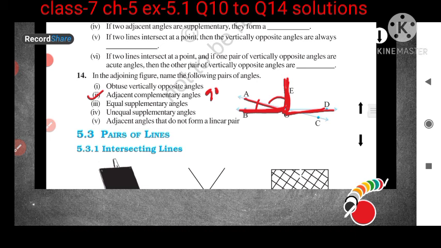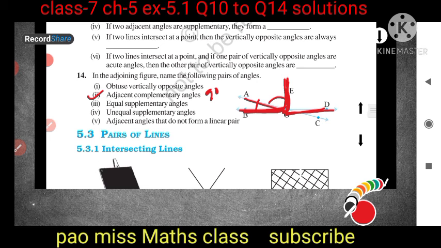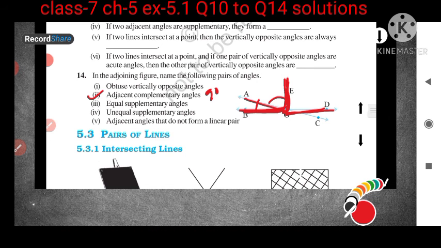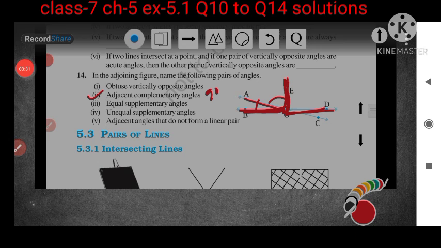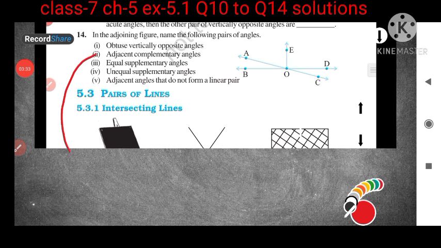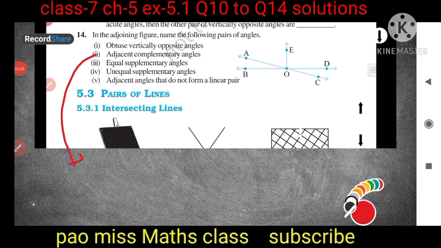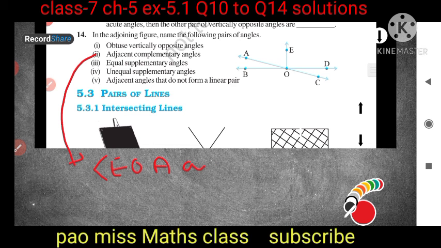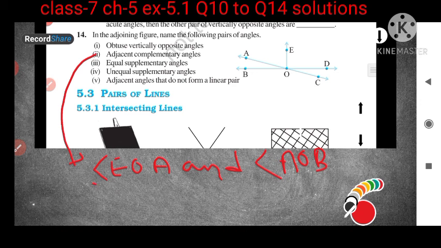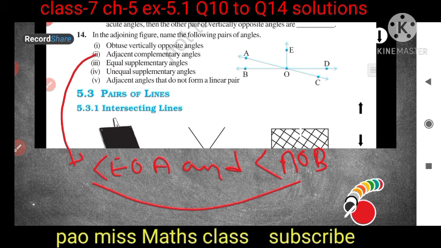So which will be the angle? Angle BOA and angle EOB. Okay, so the proper way to write this answer will be, for the second answer, what will you write? Adjacent complementary angle, isn't it? So which will be the adjacent complementary angle? Angle EOA and angle AOB. Okay, these two are what? Adjacent complementary angle. This is the answer for question number 2.